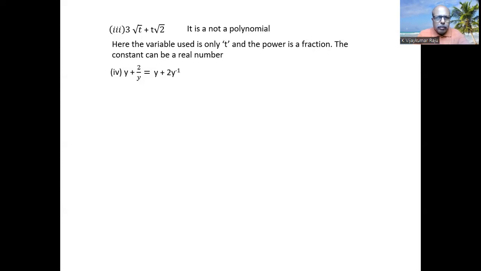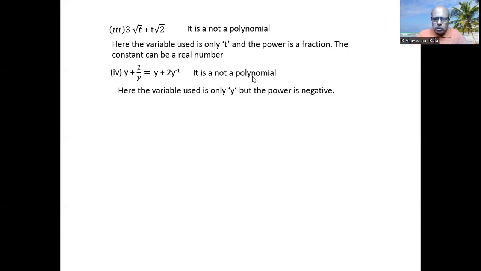Next, y plus 2 upon y. This y is in the denominator. So the exponential law says that it can be written in the numerator as y raised to -1. So it is y plus 2 into y raised to -1. Here the power of the variable is negative. Though only one variable y is used, the power of the variable is negative. Therefore, it is not a polynomial.